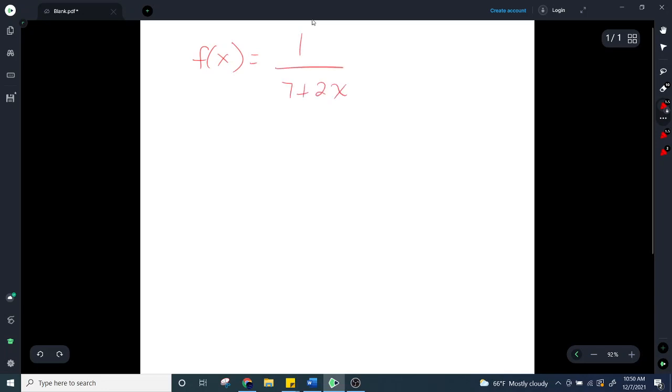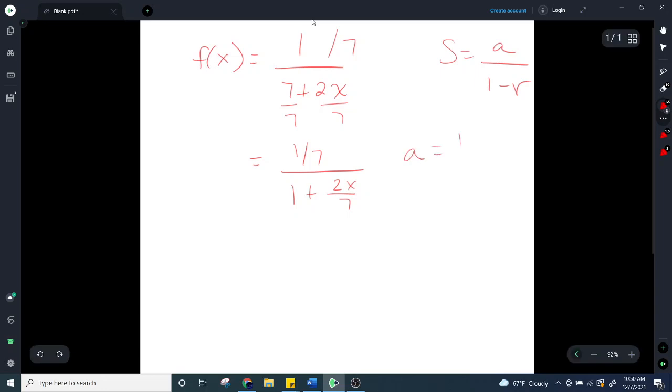So you'll notice that, remember, it's got to be in this format, a over 1 minus r. So we don't have a 1 here, we have a 7. So how do we get rid of that? The quickest way is just divide everything by 7. That's just like multiplying it by 1. So if we divide everything by 7, the function now becomes 1/7 over 1 plus 2x over 7. And then it's in the format I need.